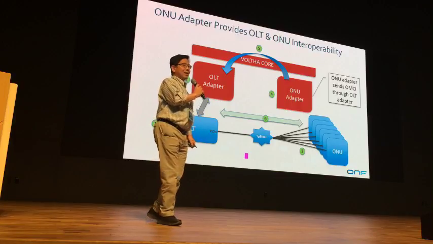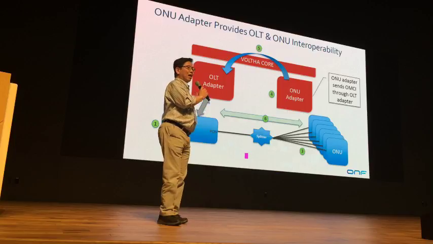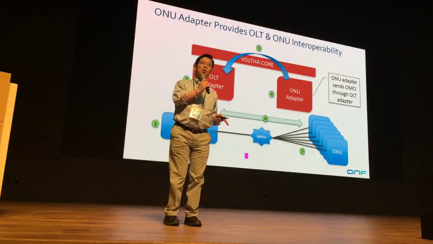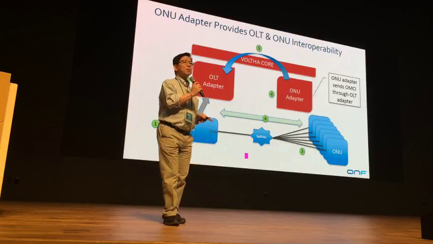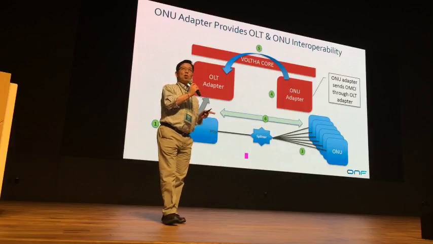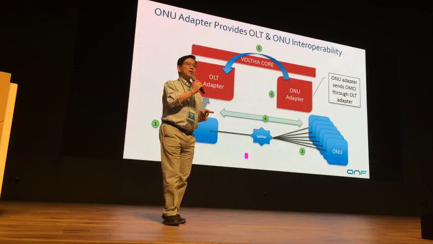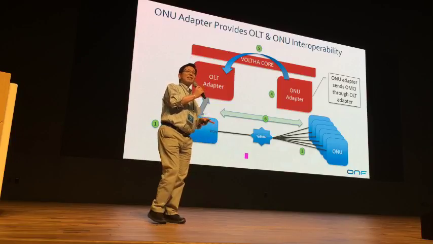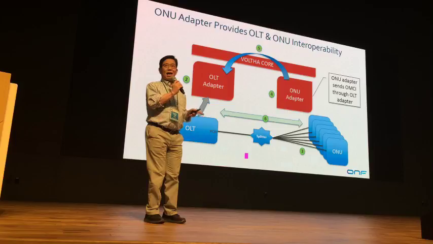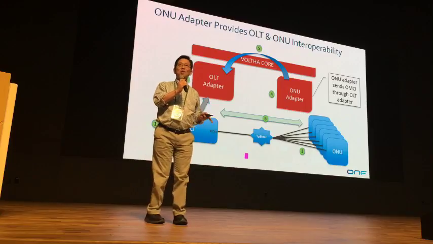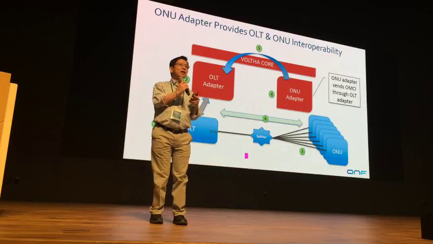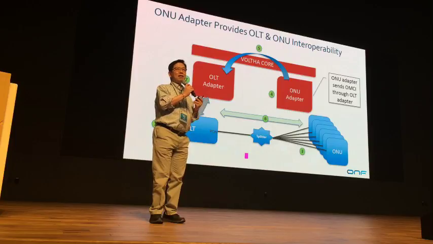So with this idea, today most ONU-OLT interoperability is very challenging because each company is developing its own OMCI messaging sequence or management entity setting. If the OMCI sequence between the ONU and OLT doesn't match, or they are talking in different sequences, the whole ranging process will not work and registration will not be completed.